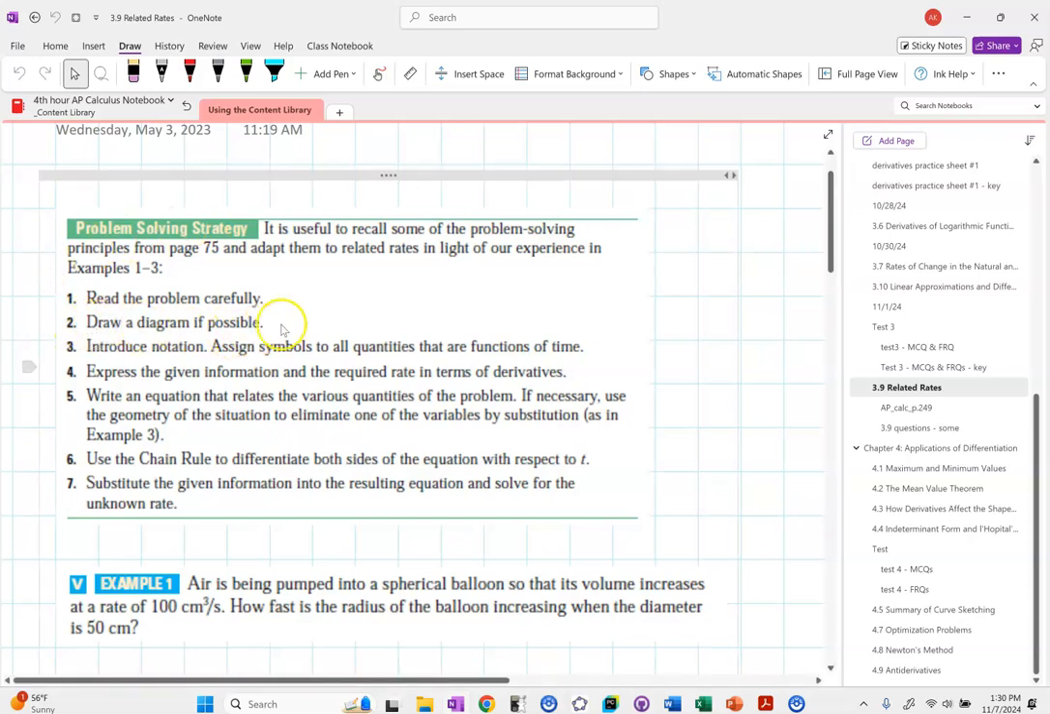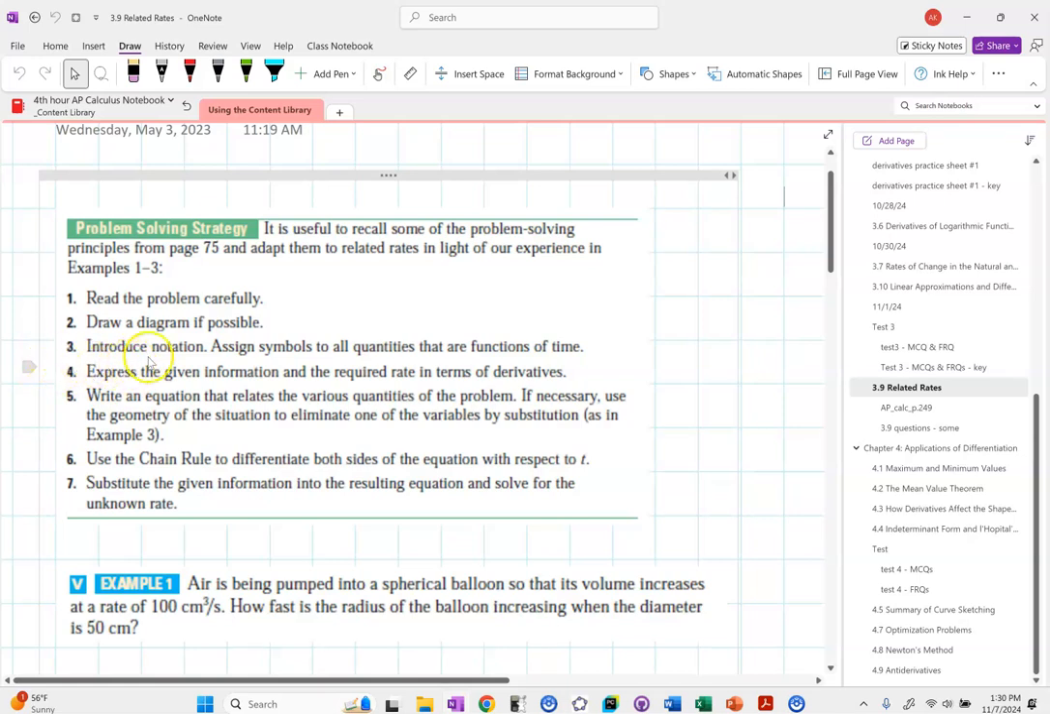On that note, draw a diagram if possible. Many of these problems are kind of geometrical based. So the picture ends up being a triangle or a cone or a circle or a cylinder or a sphere, something that has a geometric aspect to it. Oftentimes it's really helpful if you're able to draw a picture and put labels on the picture for quantities and build out some symbols to match up with what you're seeing.